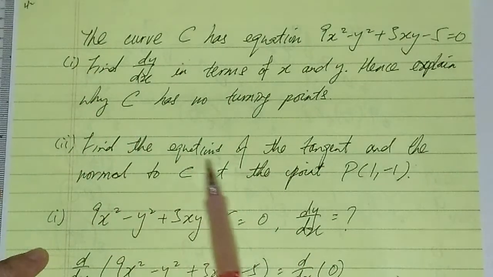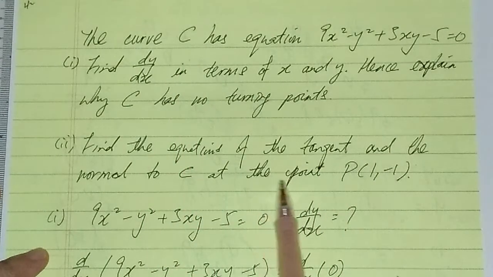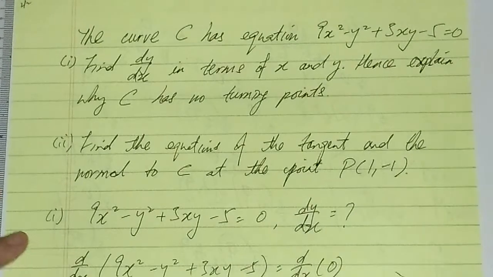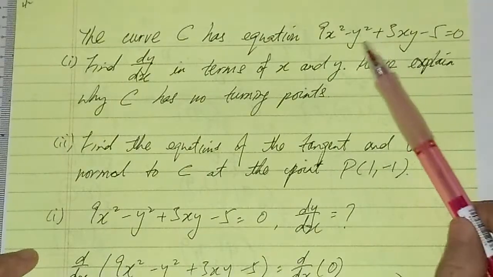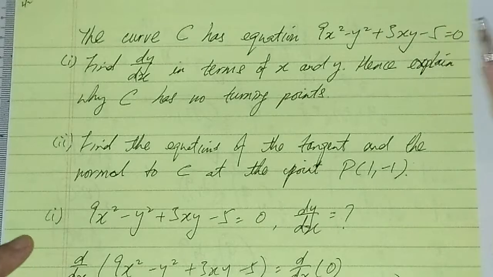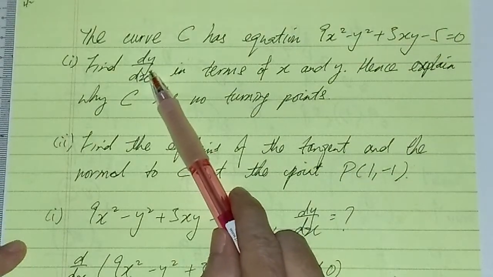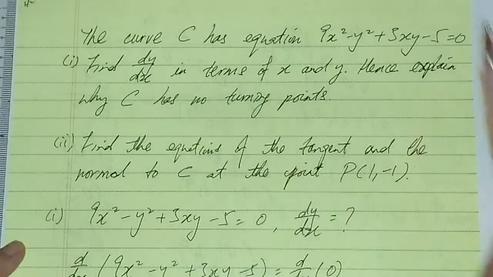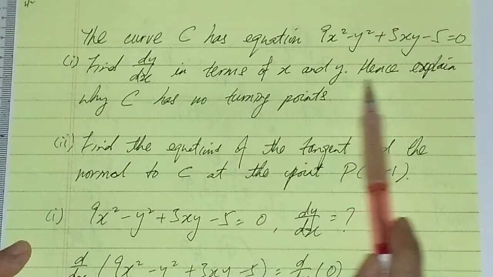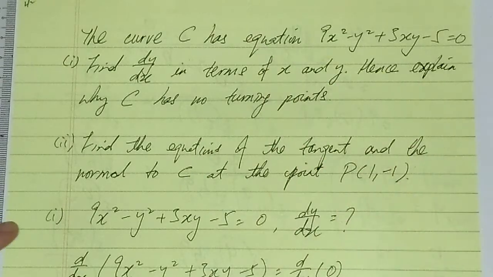The other part is to find the equation of the tangent and the normal to this curve at the point where x is 1, y is minus 1. Before we do anything, we may need to tidy up this equation to find dy/dx. dy/dx is the so-called gradient, or slope, at the turning point. But the question says there's no turning point, so we'll see why.